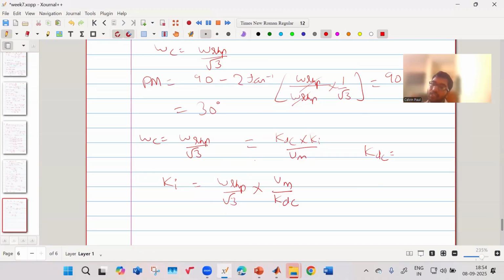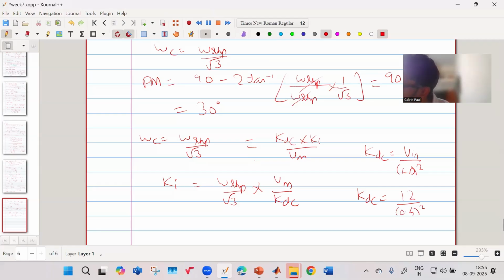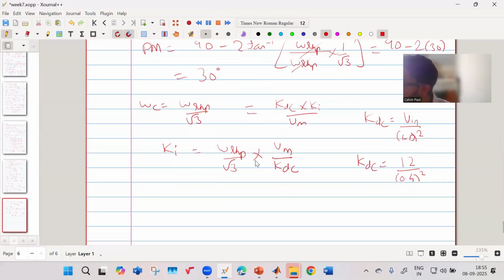KDC is the DC gain of GVD. Vin by 1 minus D square. Yeah, correct. So when you guys are answering, you're answering with lots of fear, I suppose. Here I can sense. Okay. So your KDC is actually equal to 12 upon 0.4 square, right?